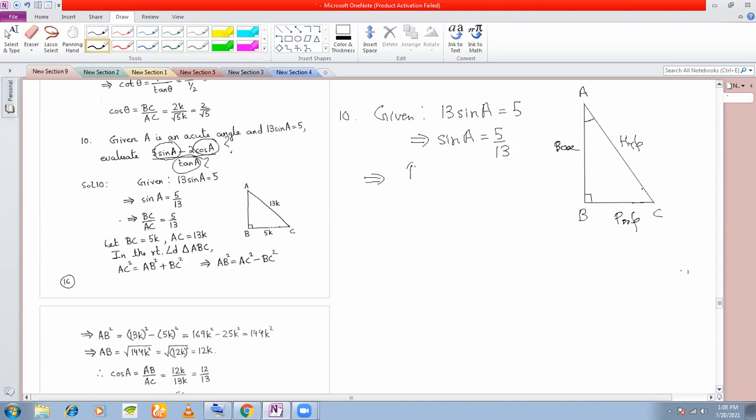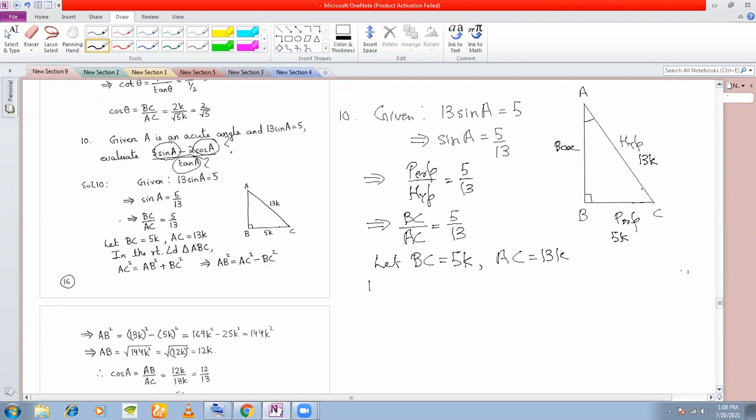Okay. So sine A is perpendicular by hypotenuse is equal to 5 by 13. Perpendicular here is BC and hypotenuse here is AC, equal to 5 by 13, right? So once we know the ratio of the sides, we can take BC is equal to 5K and I can take AC is equal to 13K. Now we simply need to find AB.